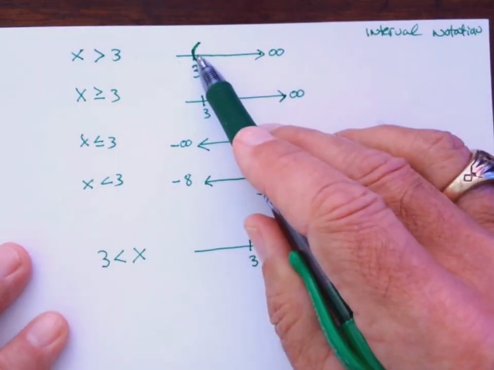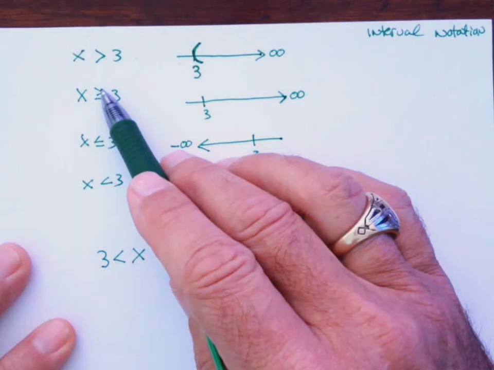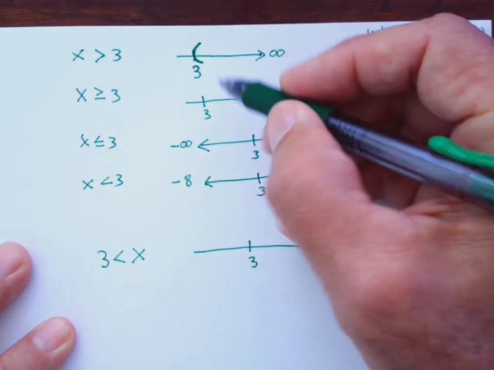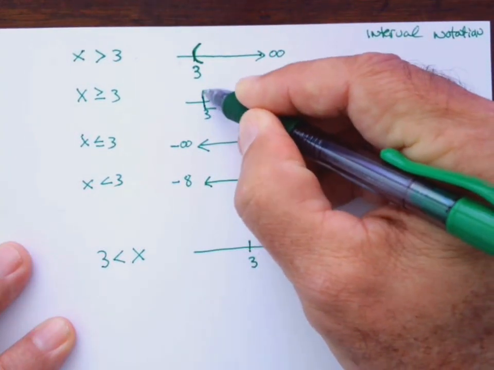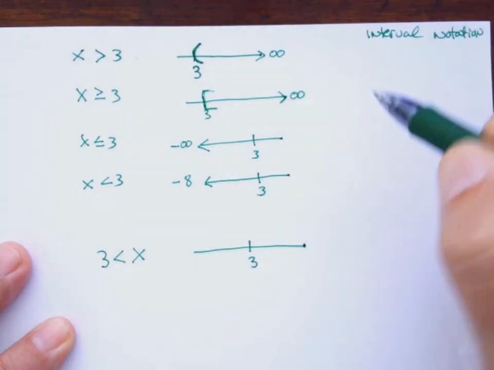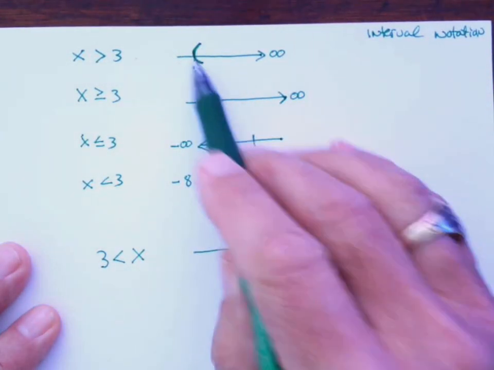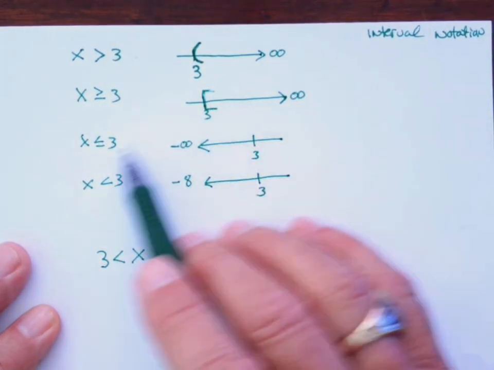As opposed to if it was x is greater than or equal to 3, where the 3 is included, then in the graphing in the interval notation, we put a square bracket that opens in the direction that the line goes. So open parenthesis if it's not included. If it's included, it'll be a bracket.